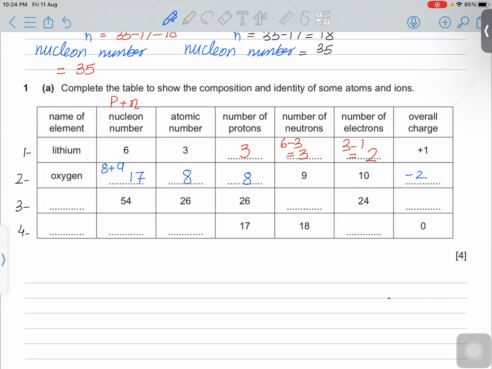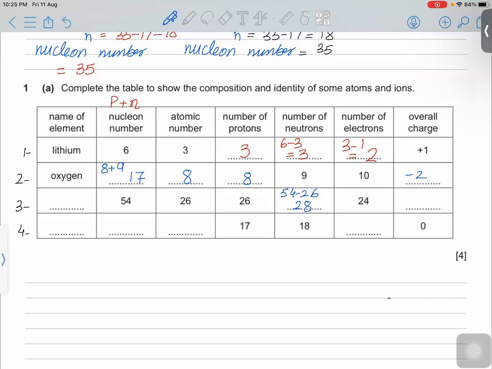Yes, Vijay. Sir, for question number 3, first look at the proton number. So the number of protons is 26. If we want to find the number of neutrons, we have to see the nucleon number, because the nucleon number gives the sum of protons and neutrons. So 56 minus 26 is 28. Very good.